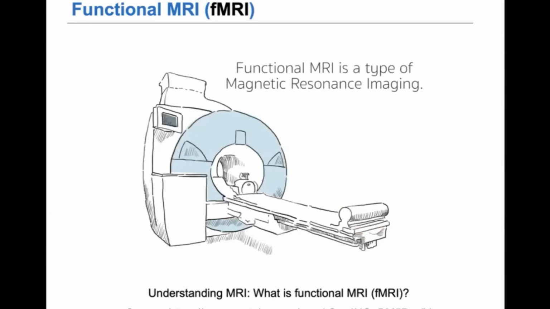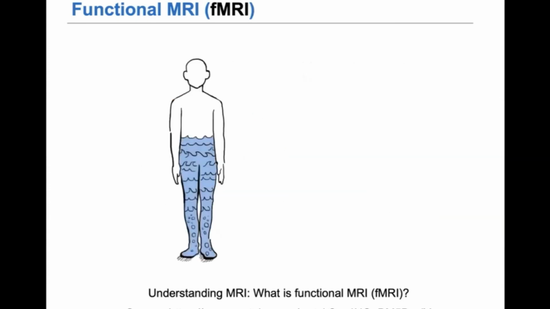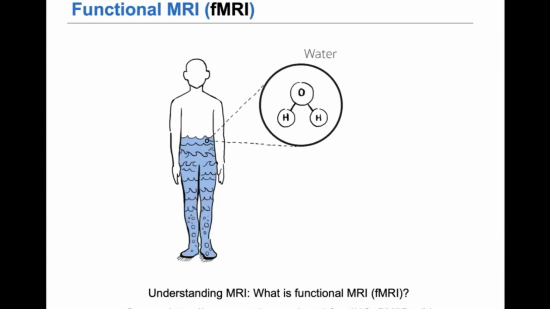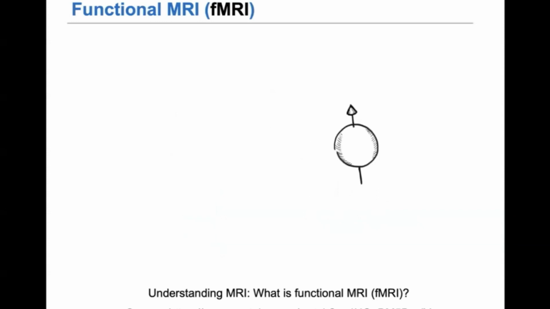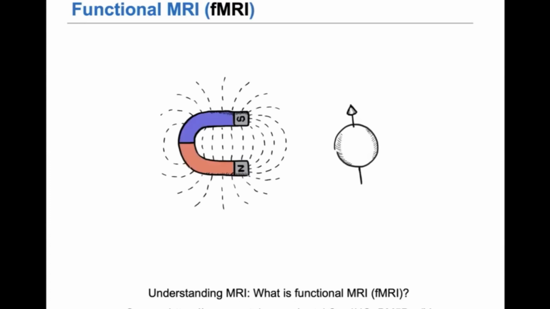Functional MRI is a type of magnetic resonance imaging, or MRI. MRI uses a very big magnet inside a scanner to make images of the human body. The human body is made of more than 50% water. Each water molecule in the body contains 2 hydrogen atoms. These hydrogen atoms contain something called a proton. Protons have magnetic properties. When a magnet is present, they interact with the magnetic field. MRI scanners use magnets to measure a signal from protons in the body.